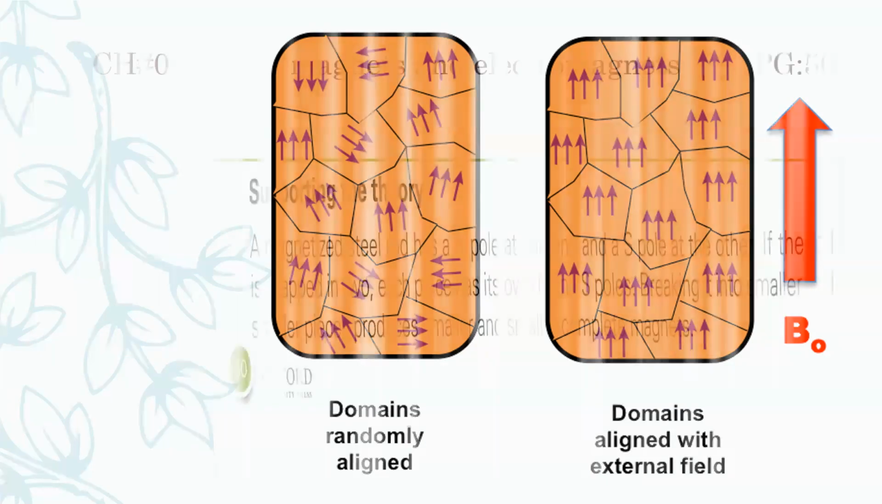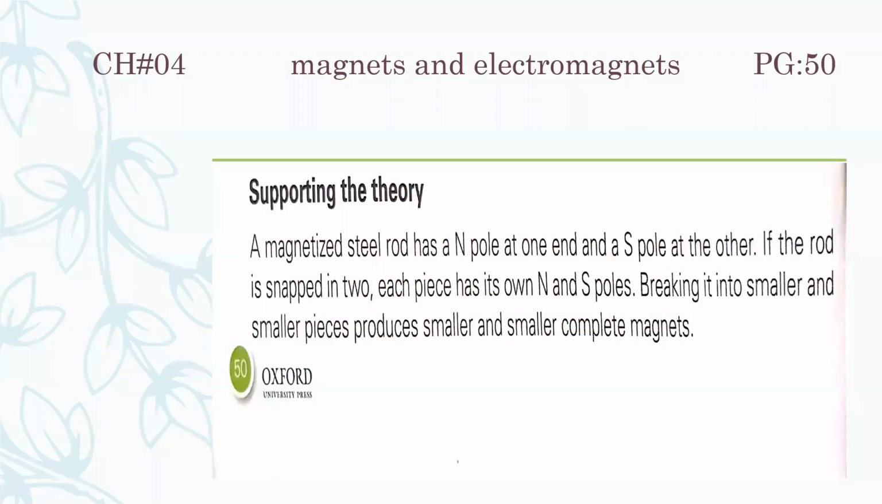Now, supporting the theory: a magnetized steel rod has an N pole at one end and an S pole at the other end. If the rod is snapped into two, or broken into two pieces, each piece has its own N and S pole and becomes a tiny magnet, and the magnet has both poles, the N pole and S pole. Breaking into smaller and smaller pieces produces smaller and smaller complete magnets.